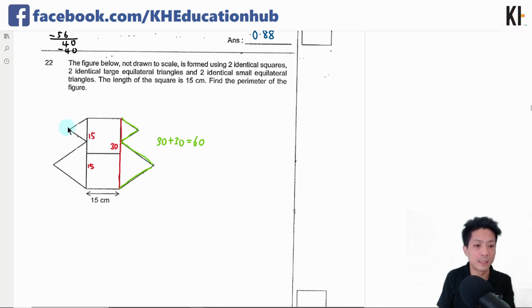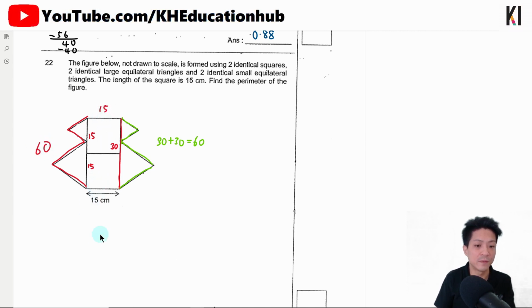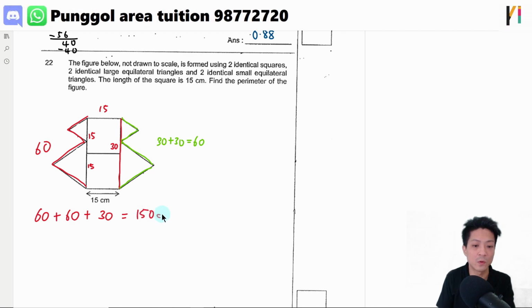Okay, once you realize this, then the other side, this is also another 60, and you just need to plus 15 plus 15, which is plus 30. Okay, 60 plus 60 plus 30, it will be 150 centimeters.